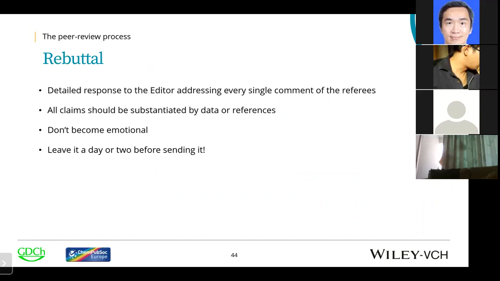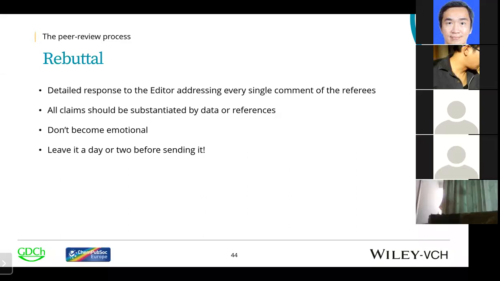So in this case, authors will need to prepare a detailed response to the editor, addressing every single comment of the referees, and all of their claims should be substantiated by data or references. And during the process of rebuttal, authors should not be emotional. Like I previously mentioned, the review reports shouldn't be taken personally, so authors shouldn't be emotional when dealing with rejected manuscripts. And of course, you don't want to react immediately once you receive the decision. Just give it a day or two to think about it and to really prepare your rebuttal before sending it.